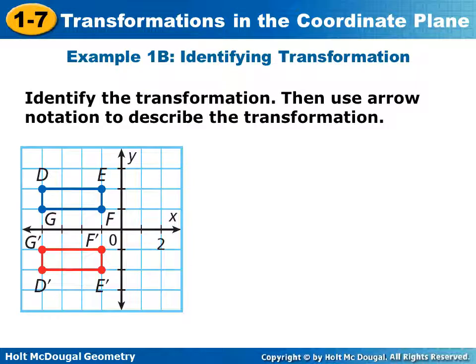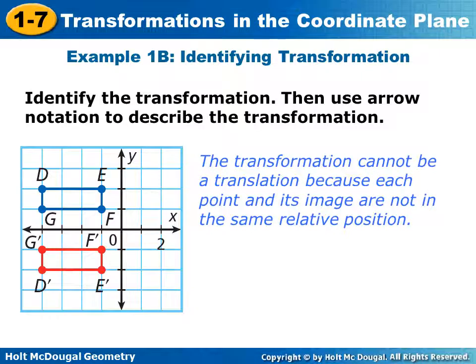Here we want to identify the transformation, then use arrow notation to describe the transformation. Here we have a reflection around the line, the x-axis. So here we have a reflection because all of the points are being flipped over. It can't be a translation because each point and its image are not in the same relative position, which means that F is not on the bottom corner anymore. If this was a translation moved down, F would still be the bottom right corner, but here it's not. So it's a reflection, not a translation. And if we use arrow notation, we have DEFG, the rectangle, goes to D prime, E prime, F prime, G prime.